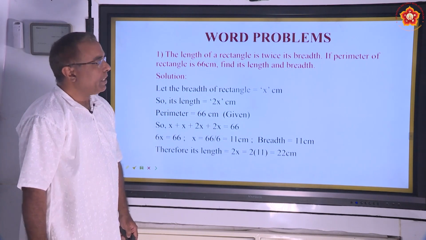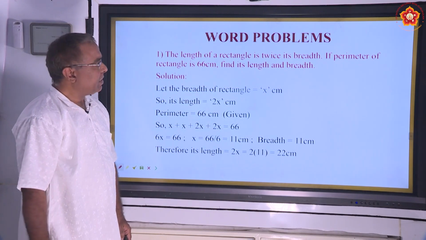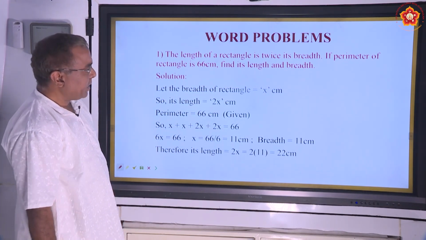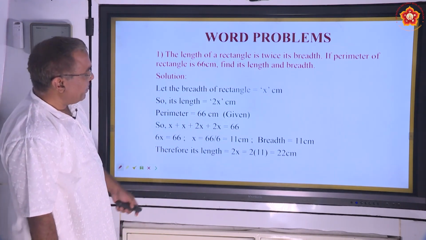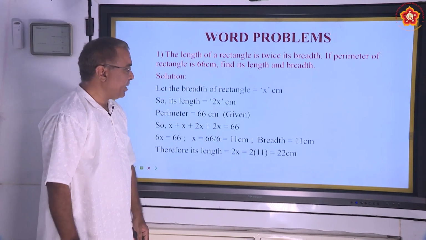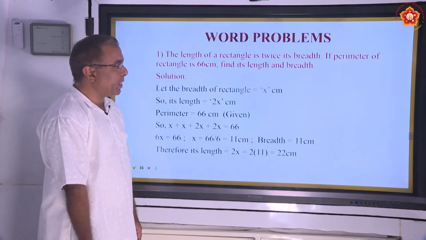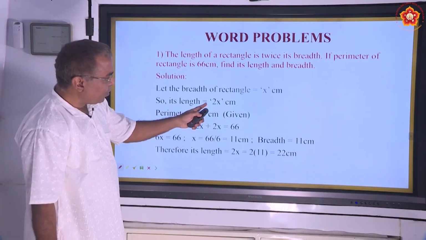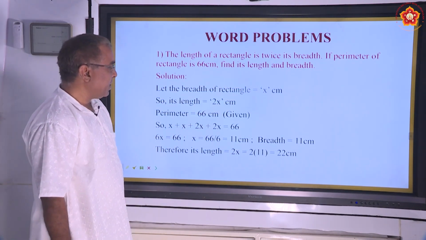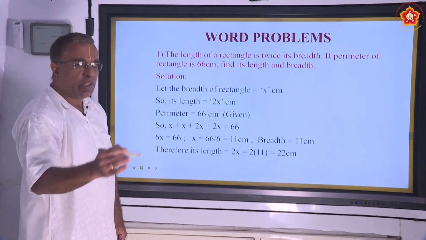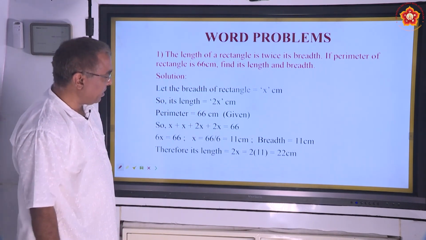The length of a rectangle is twice its breadth. If the perimeter of a rectangle is 66 centimeter, find its length and breadth. So, we do not know what is length and breadth. We will take the breadth of the rectangle to be x centimeter. So, by the given data, since they have mentioned the length of a rectangle is twice its breadth, obviously length is going to be 2 times of x centimeters. And what is meant by perimeter of rectangle? Sum of all the 4 sides of a rectangle. That value they have given to be 66 centimeter.